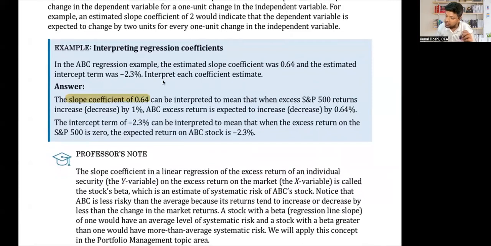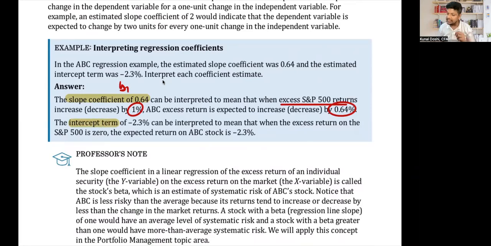The slope coefficient of 0.64, which is B1, beta, what does it mean? It means that when the excess return of the market increases by 1%, the stock's return is expected to increase by 0.64. Why both increase? Because the beta is positive. So if the market return increases, the stock return will also increase.